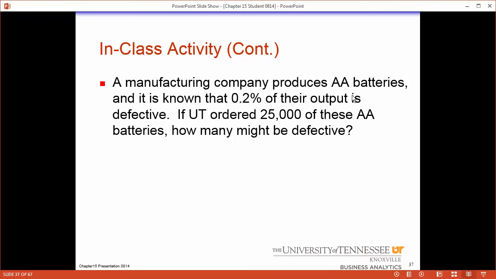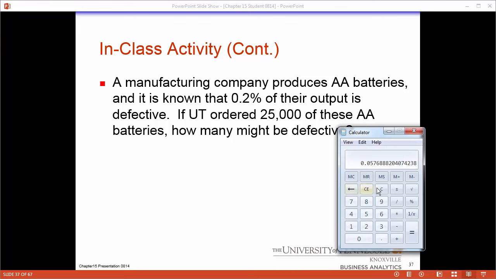A manufacturing company produces AA batteries, and it is known that 0.2% of their output is defective. So if UT orders 25,000 of these AA batteries, how many might be defective? Well, we would expect 0.2%, and so you have to write 0.2% that way. It's 0.0002. And now let's check our success condition first. The number of successes is 50. 0.2% of this is 50, and we pass.